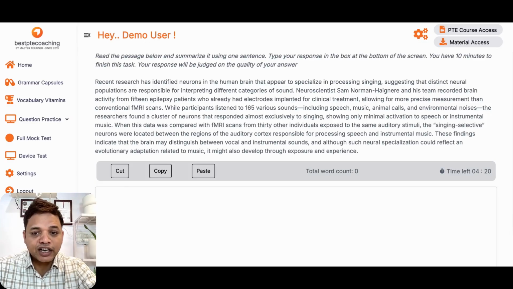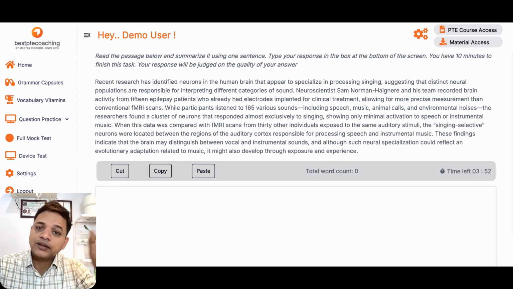Recent research has identified neurons in the human brain that appear to specialize in processing singing, suggesting that distinct neural populations are responsible for interpreting different categories of sound. So this passage is all about how neurons in the human brain are specialized in processing and analyzing singing and other categories of sound. That's it, we understood.